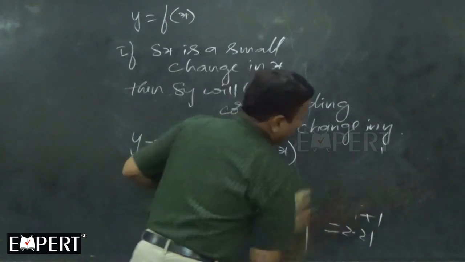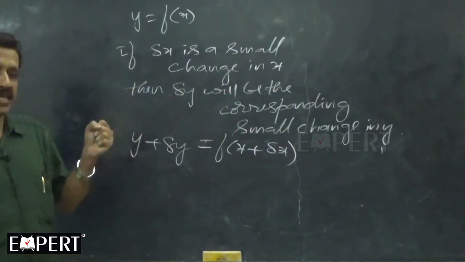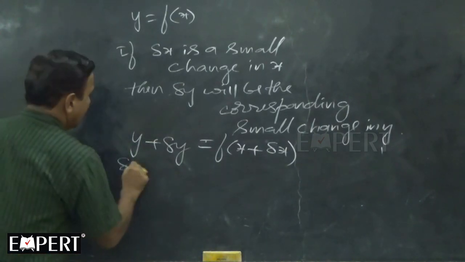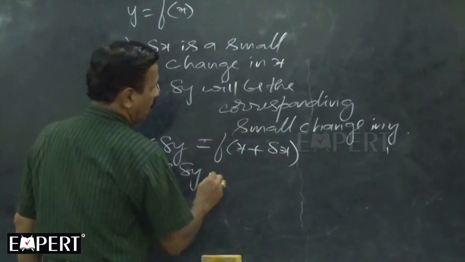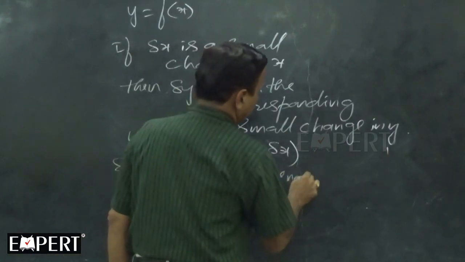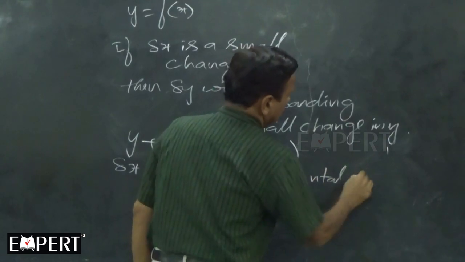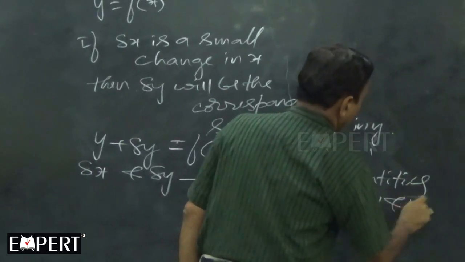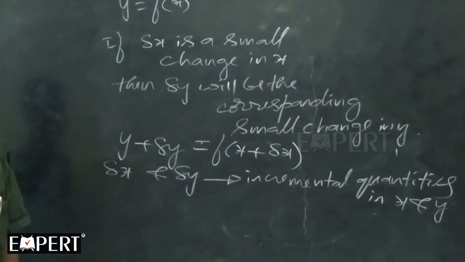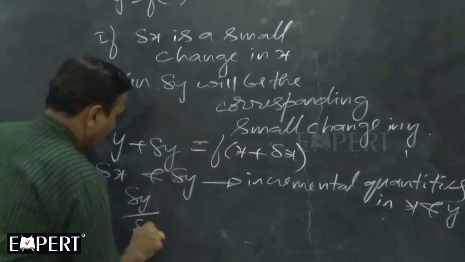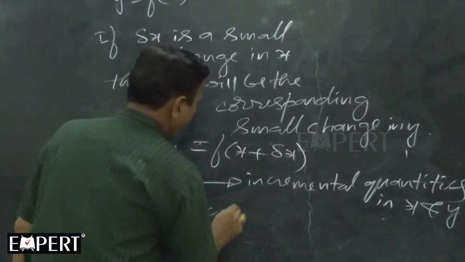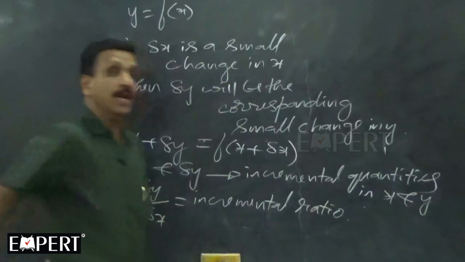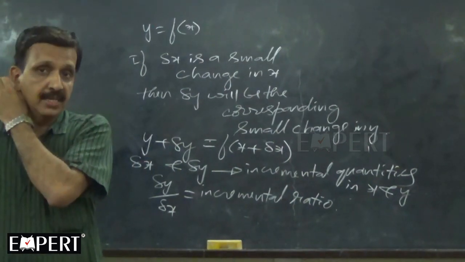Now, you find that there is a small change in x, that is delta x, and there will be a corresponding small change in y, that is called delta y. And this delta x and delta y are called incremental quantities in x and y. Delta y by delta x is called the incremental ratio.